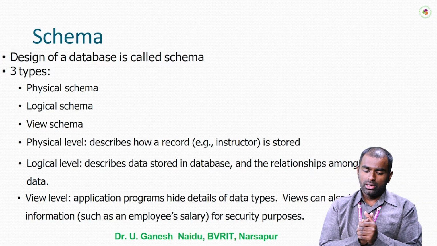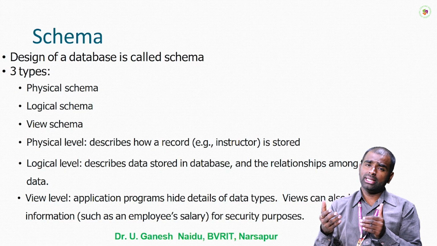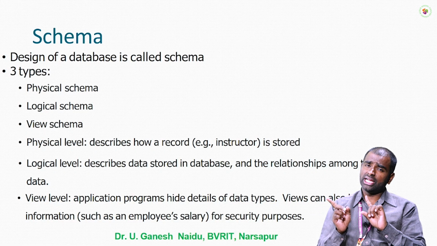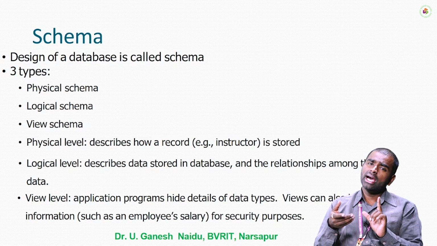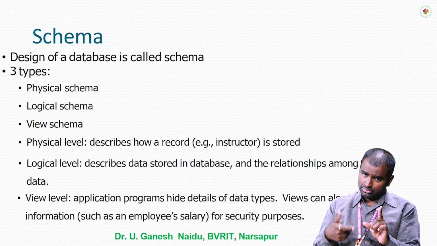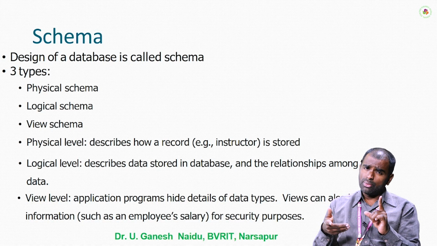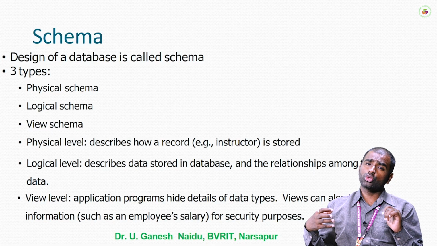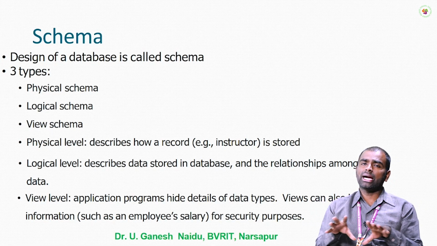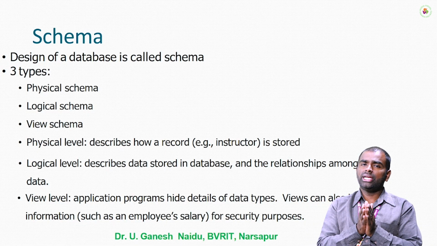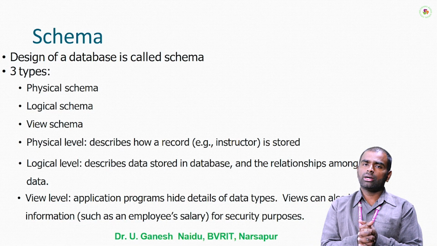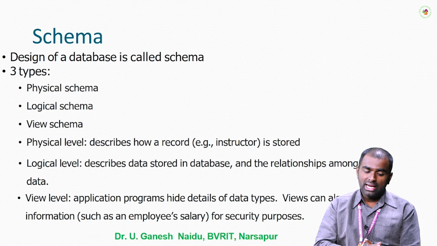Next, the logical level is nothing but the data inside, how the data is connected to each other, the relationships between the data. And the physical level is the next, lower level. It is nothing but storing the data. It completely comes under raw data: where the data is stored, how the data is stored in memory. That comes under the physical level.